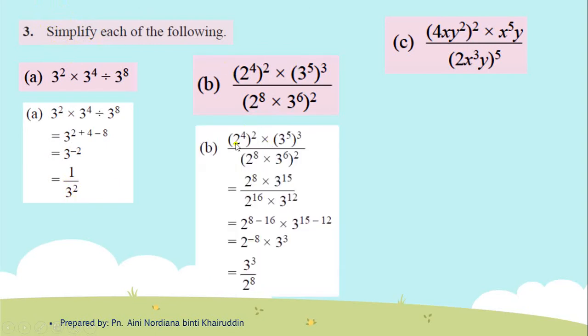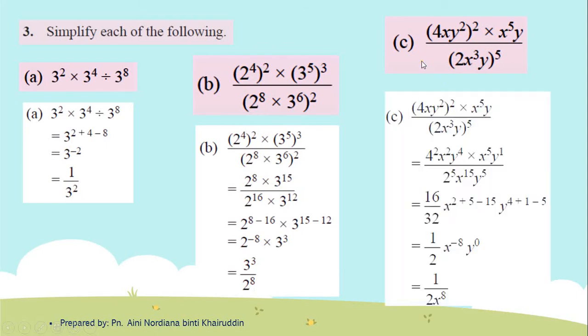For B, use the law of indices of raised to a power. So 4 times 2 is 8, times 5 times 3 is 15, divided by 8 times 2 is 16, 3 to the power of 6 times 2 is 12. Then, use law of indices, 8 minus 16, 15 minus 12. Then you will get 2 to the power of negative 8 times 3 cubed. This you change to positive index form. So 3 squared over 2 to the power of 8.